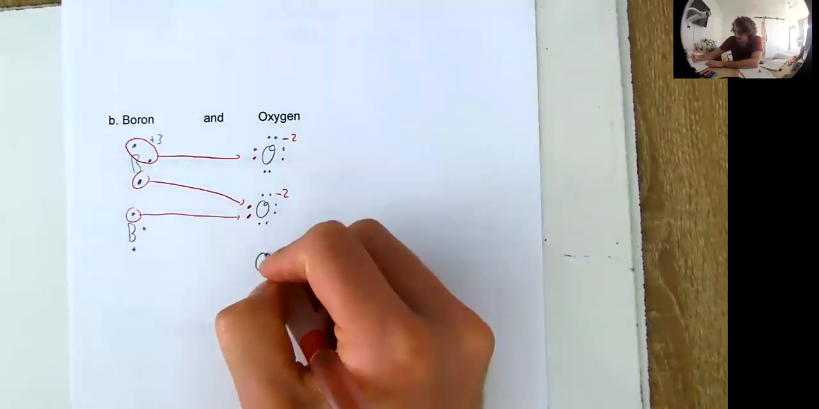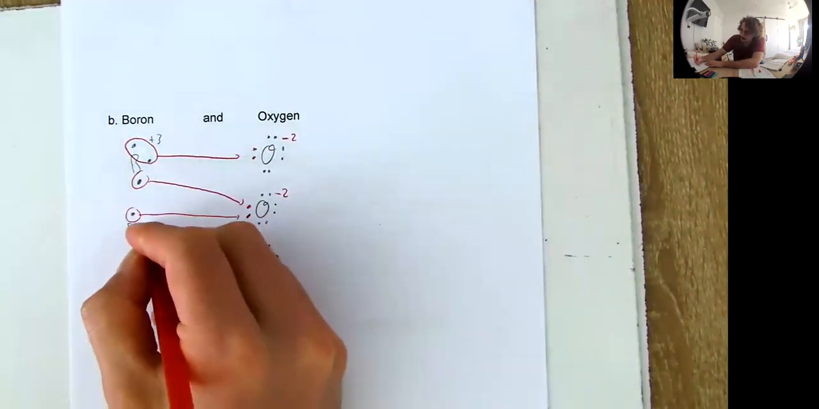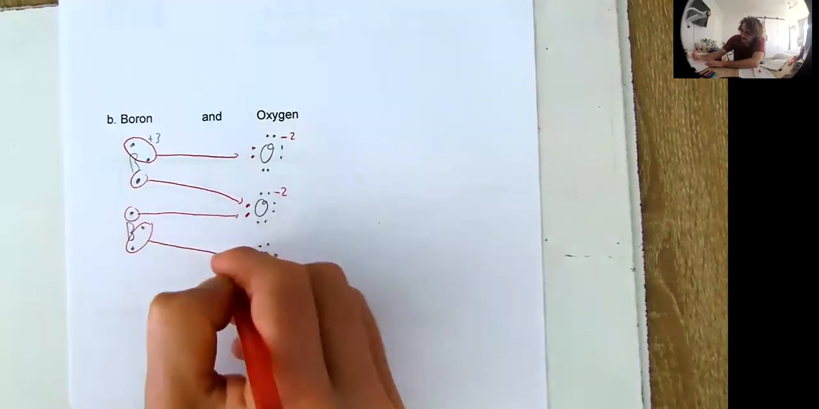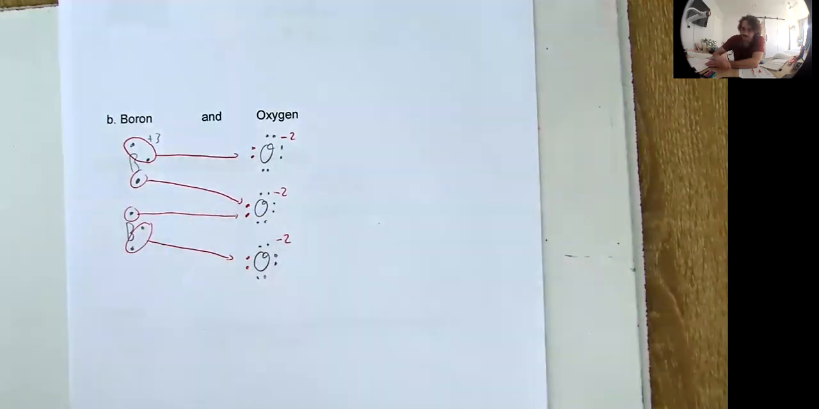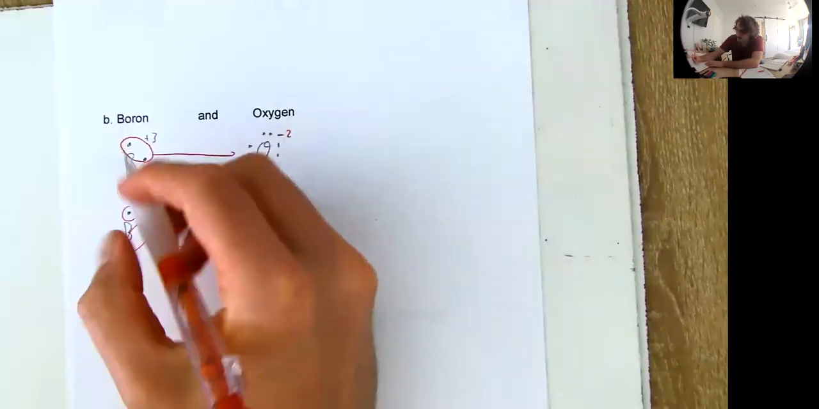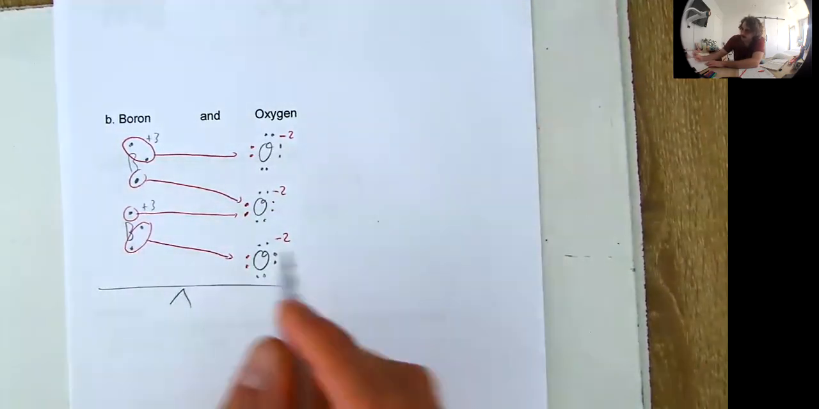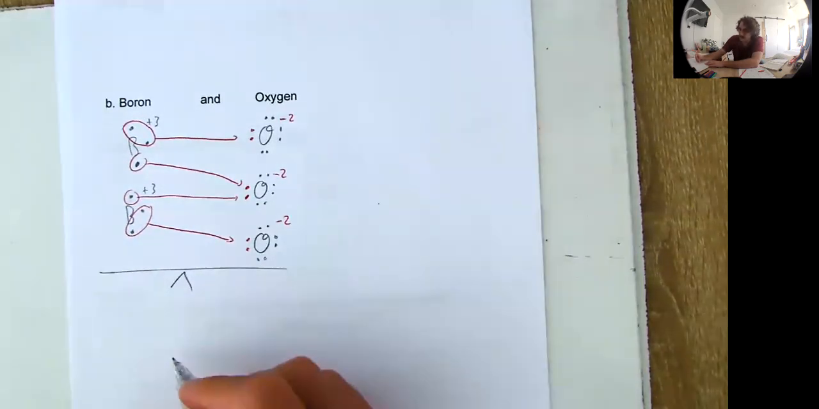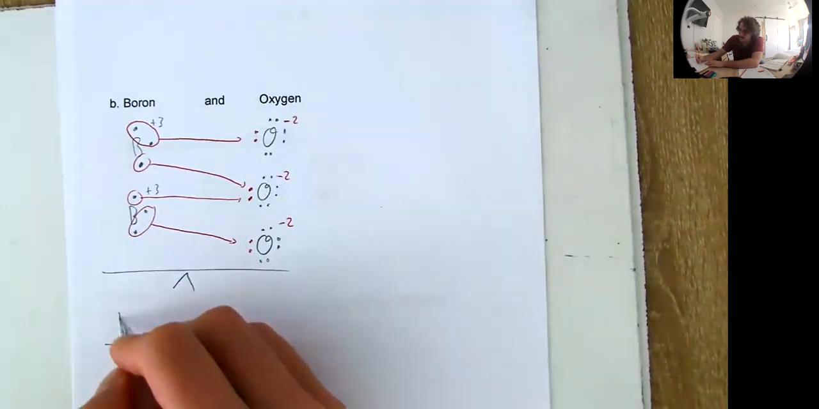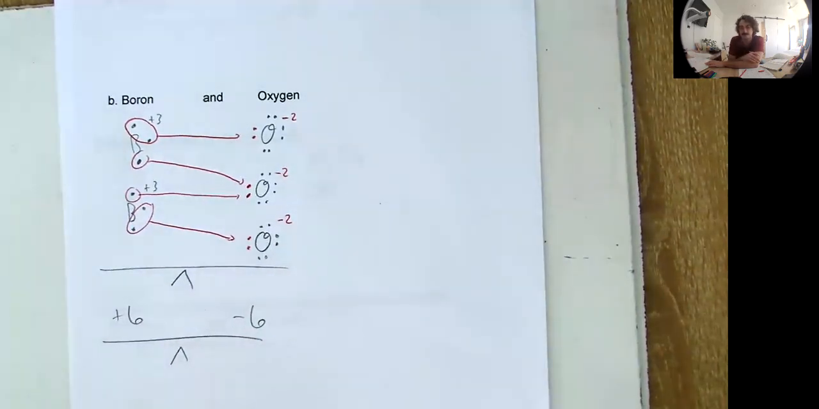So what has to happen is another oxygen comes around. Here's our oxygen with 6 valence electrons. And this boron, both of these guys can go right over here. And now finally we have balance. If you look at our balance beam, we have 2 borons on this side and 3 oxygens on this side. But that ends up being positive 6 charges and negative 6 charges. So that's balanced out. These are balanced out charges.